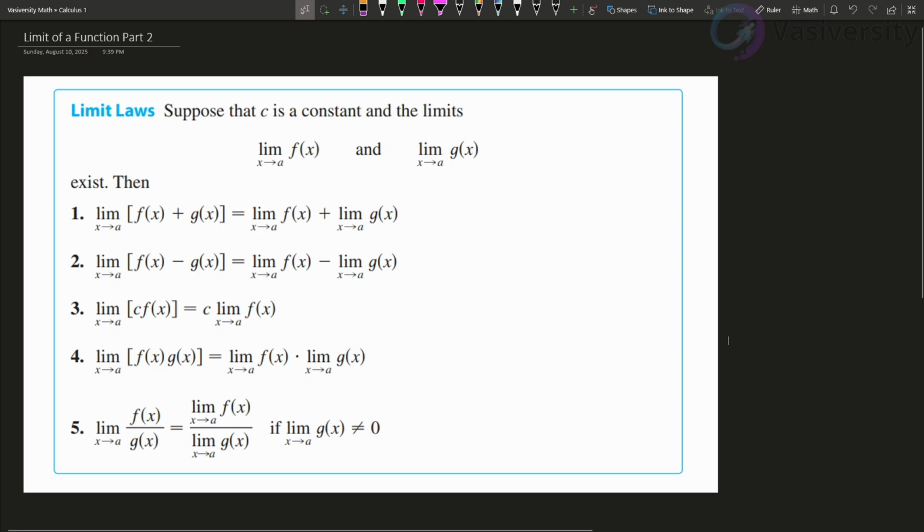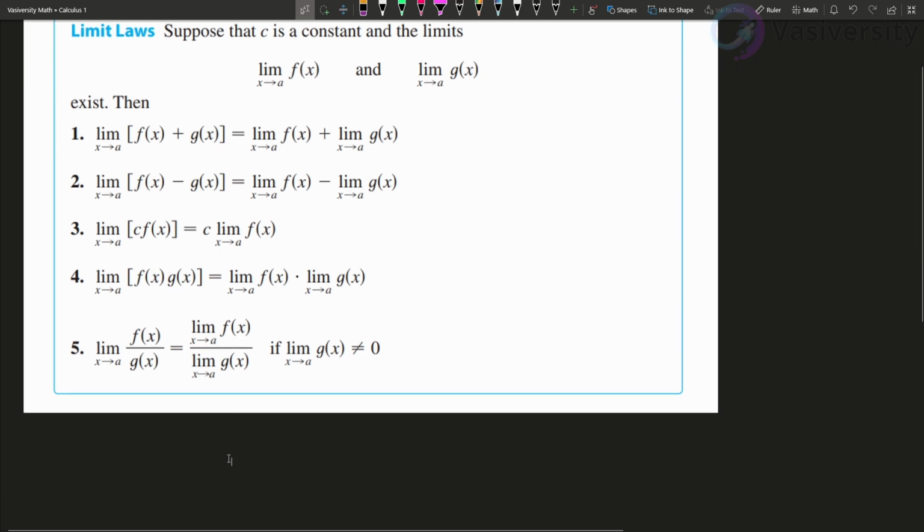Essentially, the first one is the sum law, the second one is the difference law, the third one is the constant multiple law, then the product law, and the quotient law. All of those laws we can apply in order to solve problems. Now we have a few more laws that we should discuss, which are a little bit more important than the basic ones.